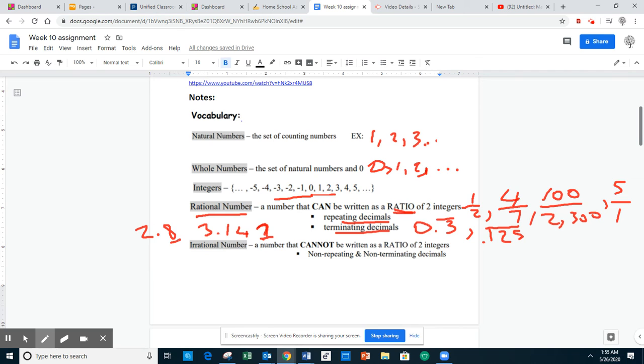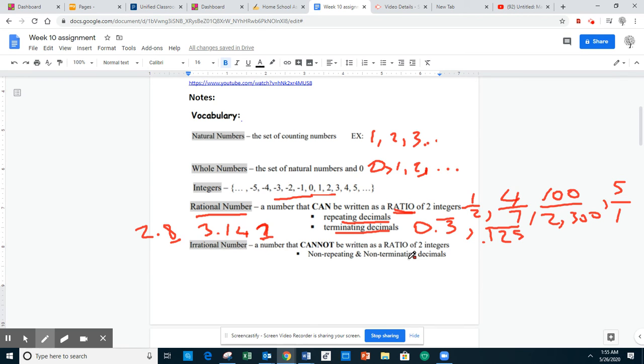A rational number can be written as a fraction. It can be written as a decimal that repeats, that has a repeating pattern, or it can be written as a decimal that terminates. This takes us to irrational numbers. Irrational numbers are the opposite of a rational number. Irrational numbers cannot be written as a fraction. It is a non-repeating, non-terminating decimal.